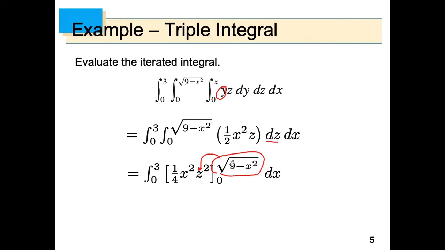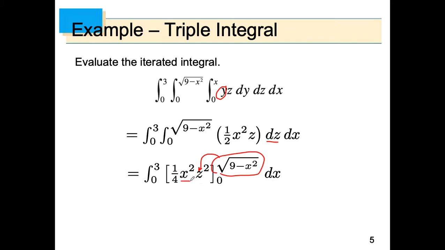So this square is going to cancel out the radical here. And then of course I'm going to go ahead and minus the 0. That's going to be of no consequence, so I'm just going to ignore the 0. And I'm going to kind of kill two birds with one stone. So again, z squared, with this being squared, is going to just become a 9 minus x squared.